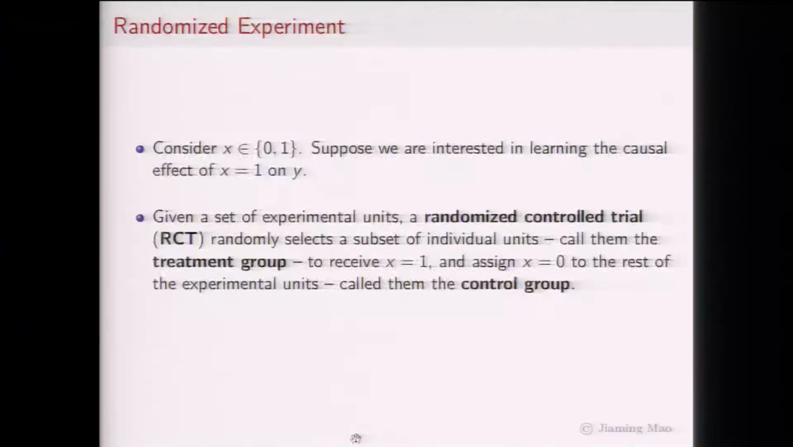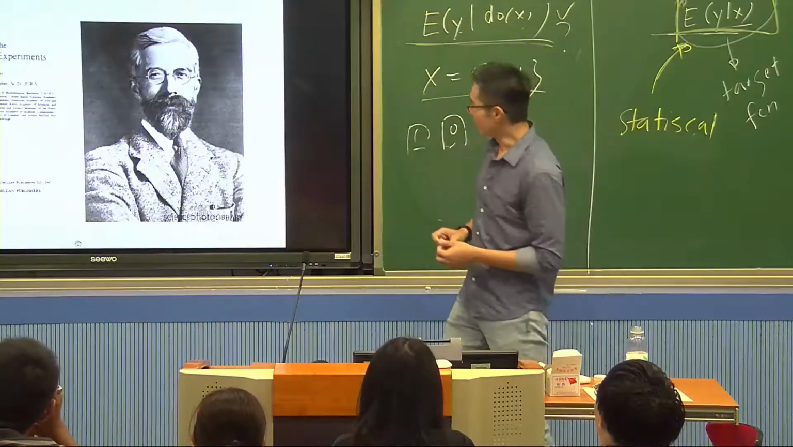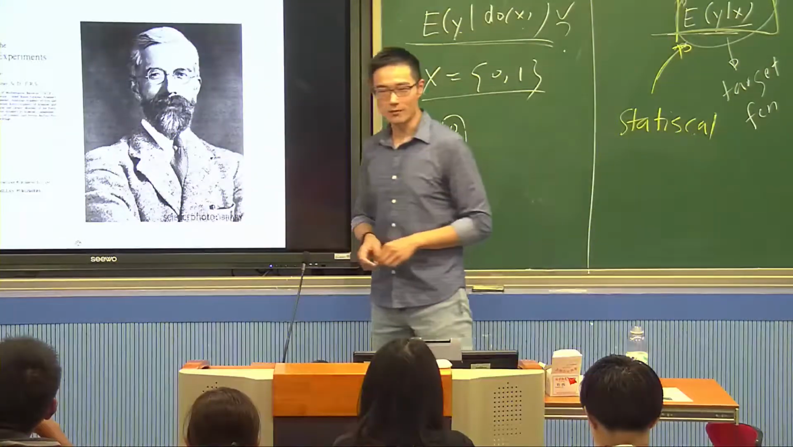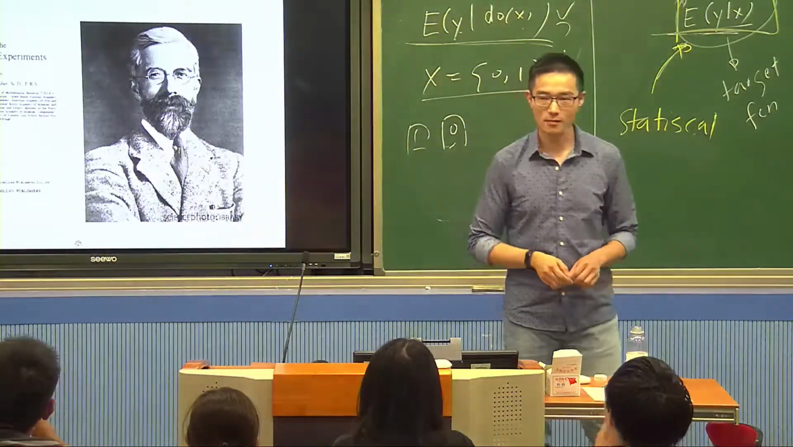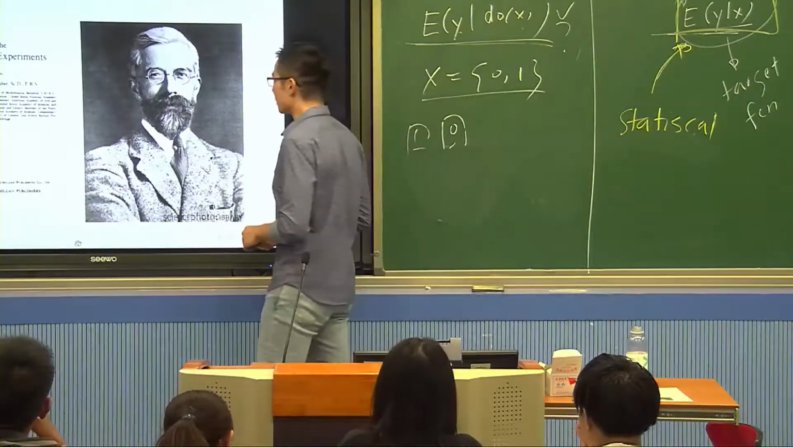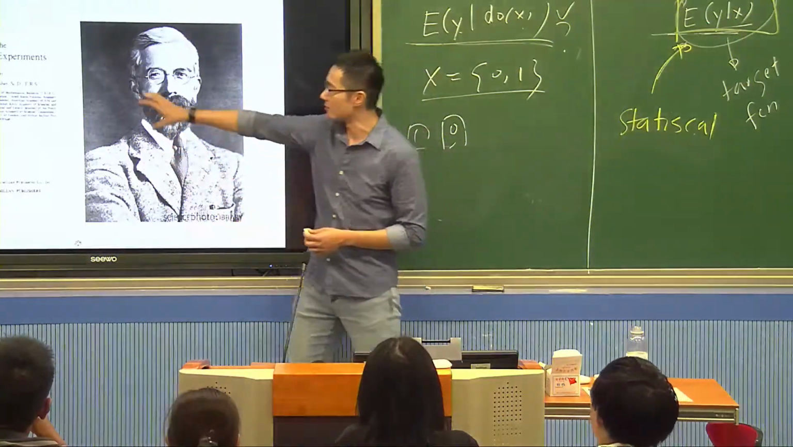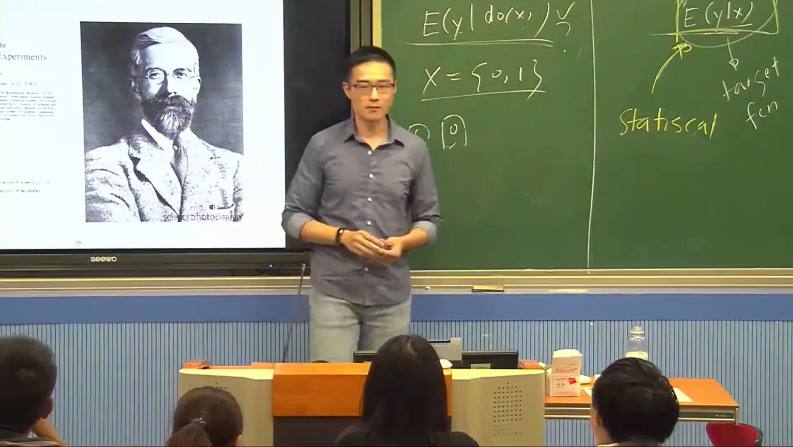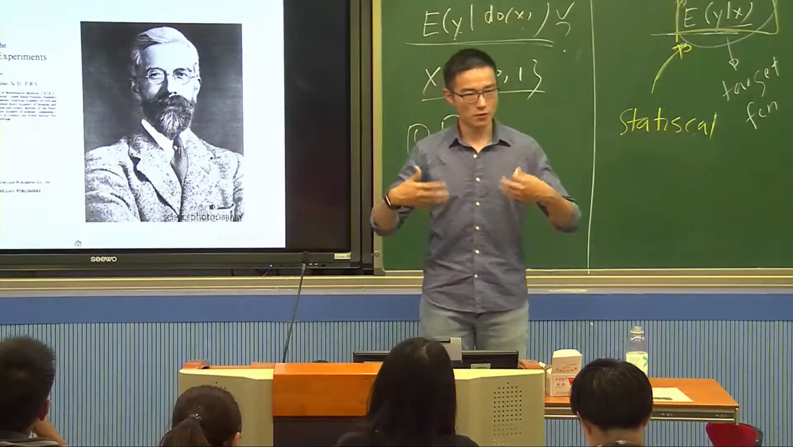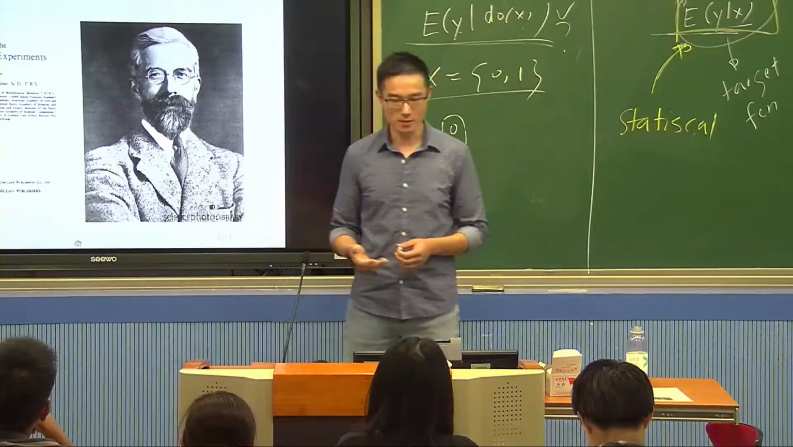So here's a picture of Ronald A. Fisher, the father of randomized experiments. He's also the father of modern statistics, together with Jerzy Neyman, right? And one of his most famous contributions is this book called The Design of Experiments, where he systematically developed the theory of causal, at least the early stage of using experiments to uncover causal relations between variables using the method of experimentation.